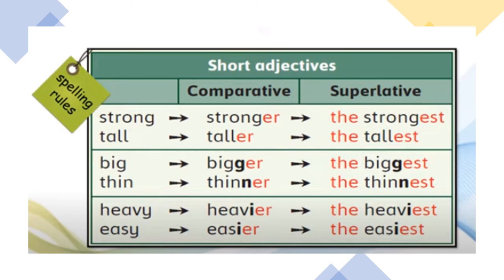Here we have short adjectives in the case of comparatives and superlatives. Strong, stronger, the strongest. Tall, taller, the tallest. Big, bigger, the biggest. Thin, thinner, the thinnest. Heavy, heavier, the heaviest. Easy, easier, the easiest.